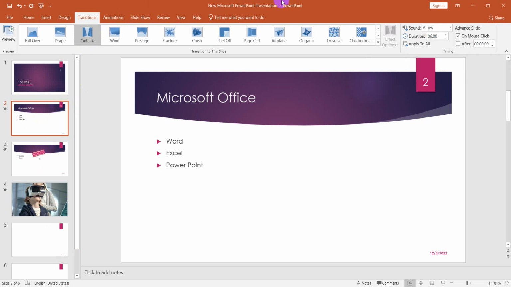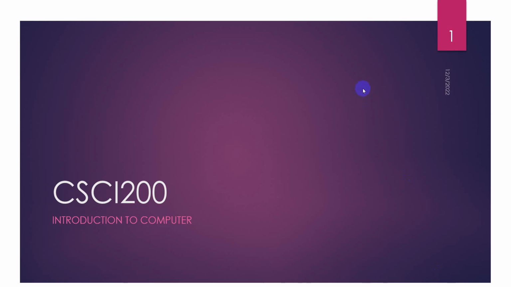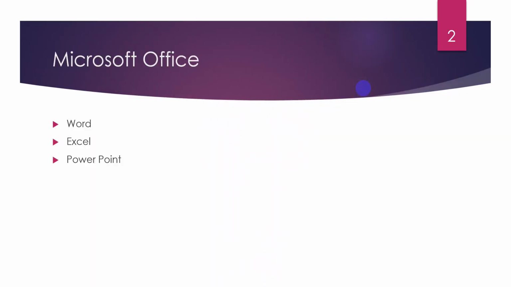Now I can choose whether to play this transition on mouse click or after a certain time. So if I choose on mouse click, the default one, let's play the slideshow. Now this is the slide 1 and I have inserted a transition to the slide 2. The slide 2 now will not be shown except when I click on the mouse or on the arrow.